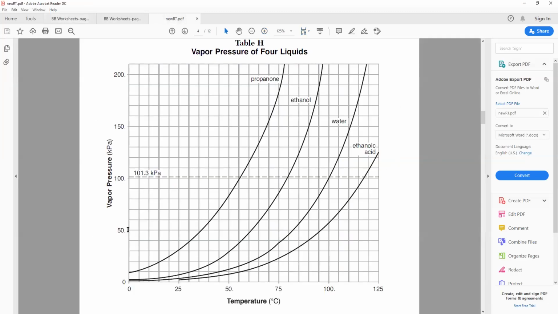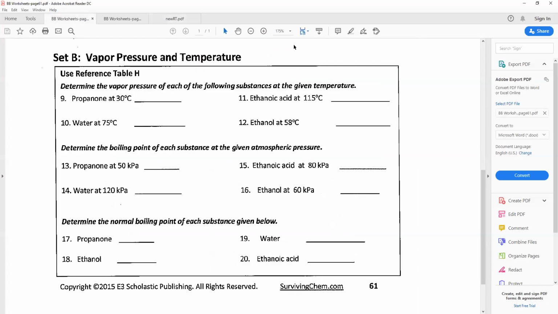So 80 kPa: 50, 60, 70, 80. It's over here. And what graph are we looking at? Ethanoic acid, this is the graph. So over here, the temperature goes up by 5: 105, 110. So for number 15, we're going to write approximately 110. Somebody may say 111. There's going to be a plus or minus 1 or 2 points.